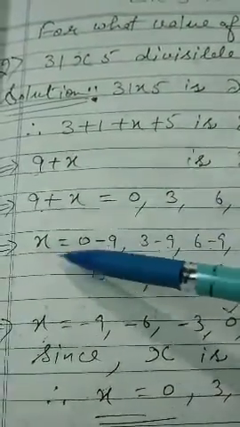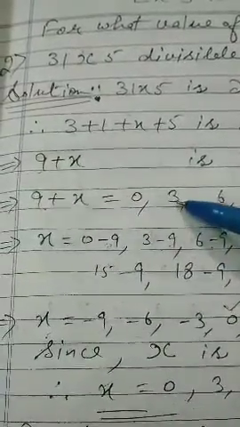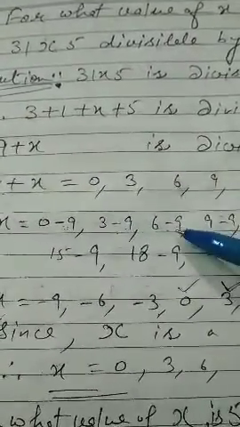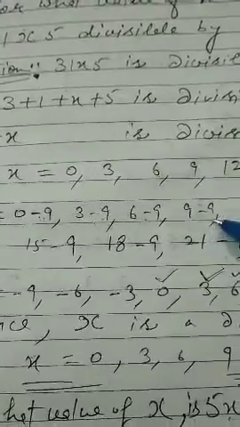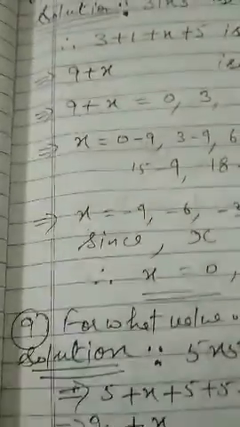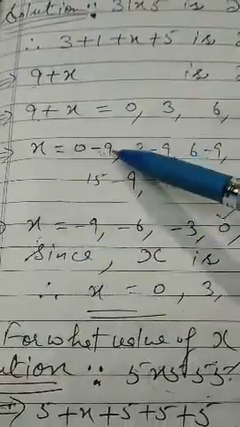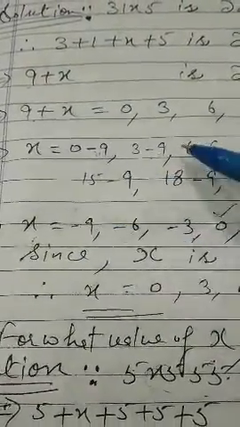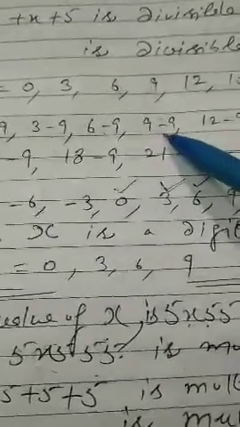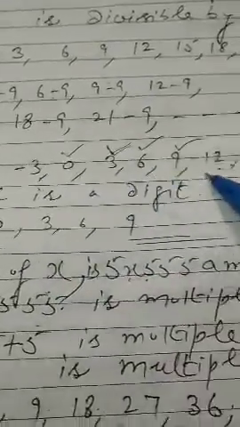Means x is equal to 0 minus 9, then comma 3 minus 9, then 6 minus 9, comma 9 minus 9, and so on. What are we getting? X is equal to, from here you're getting minus 9, here you're getting minus 6, then minus 3, 0, 6, and so on.